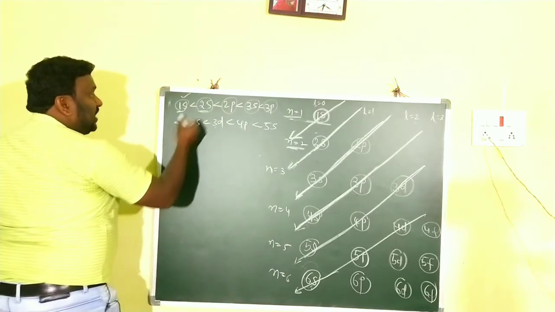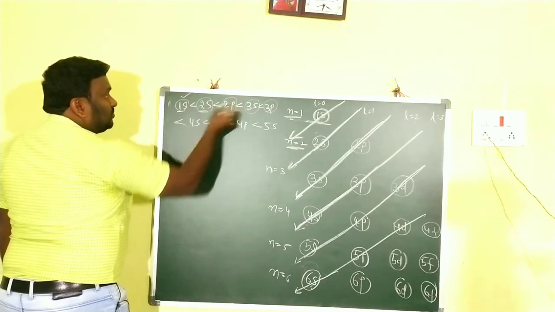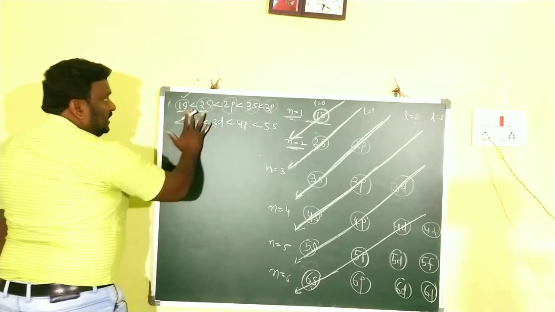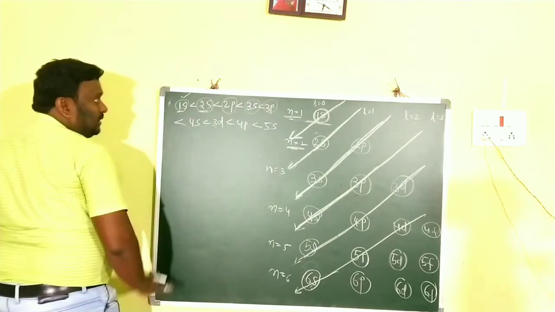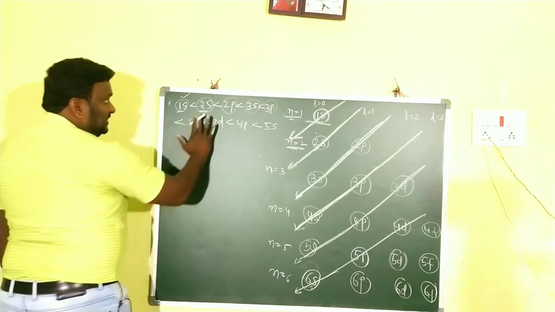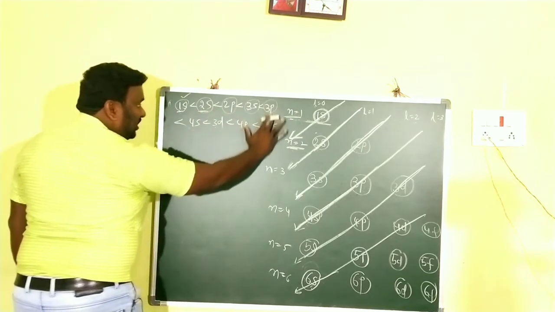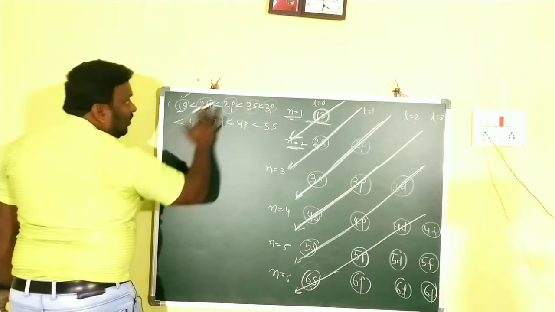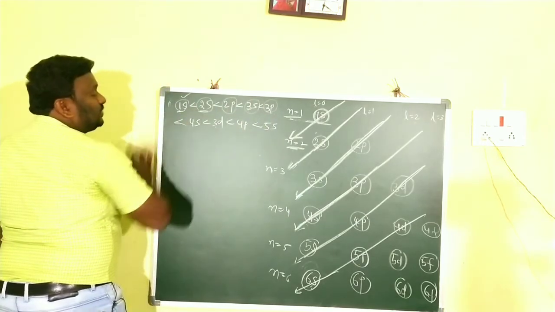Clear? Next we have to fill 2s. Next we have to fill 2p. Got my point? The 1s is lower in energy than the rest, so what do we fill first? First we have to fill 1s. Next, this 2s is smaller than all the remaining ones. That's why we can fill 2s.